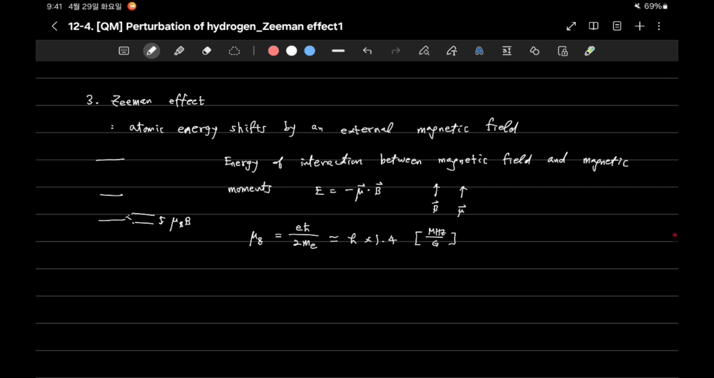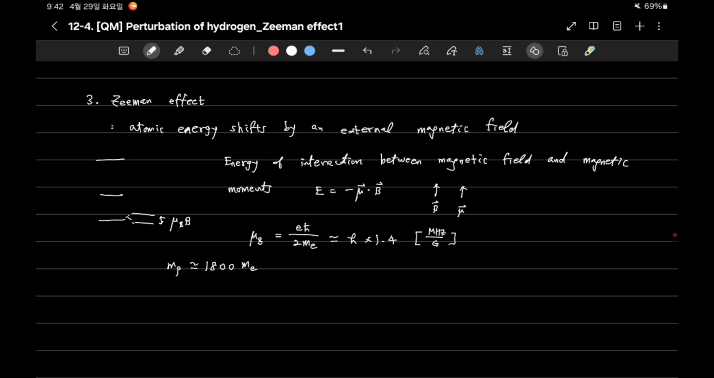Basically, the magnetic moment of the proton is approximately 1,000 times smaller than that of the electron, because we know the proton mass is about 1800 times the mass of the electron. The Bohr magneton is inversely proportional to the mass, so in the proton case the magnetic moment is very small, about 1800 times smaller than the electron magnetic moment.